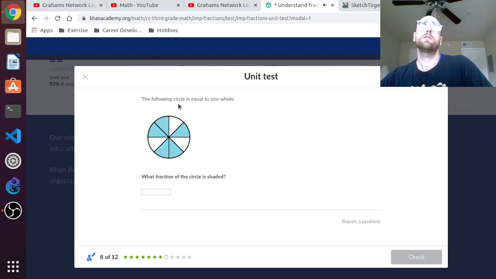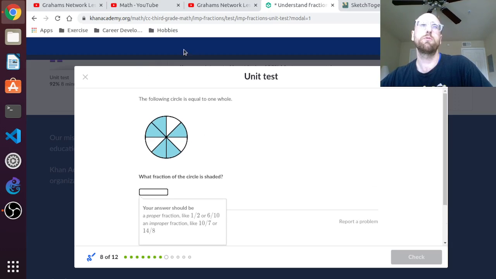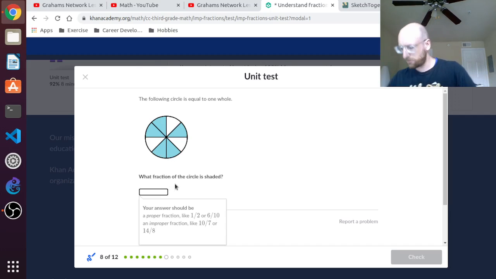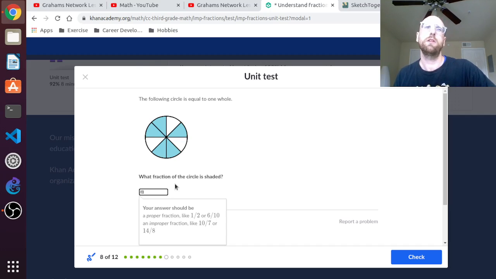The following circle is equal to 1 whole. Which fraction of the circle is shaded? So it's 1 whole, so a whole is equal to a numerator over a denominator. The denominator is the amount of equal divisions in the whole. So we've got 1, 2, 3, 4, 5, 6, 7, 8 equal divisions. So we know the bottom part is going to be 8. And then the top number is the number of those divisions that we are counting, or that in this case are shaded in. So we've got 1, 2, 3, 4, 5 of those. So the answer is going to be 5 over 8.